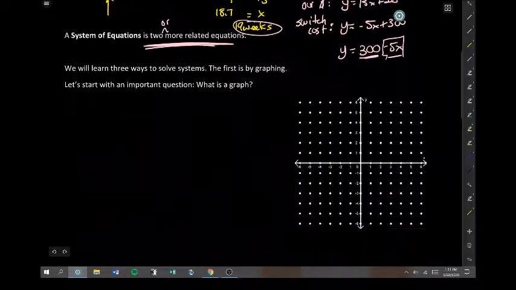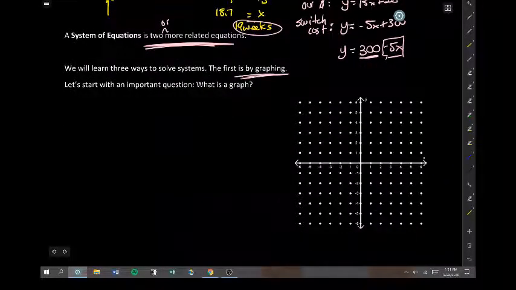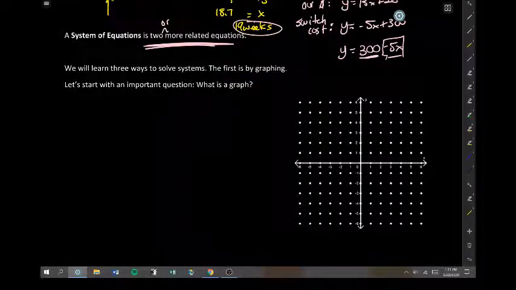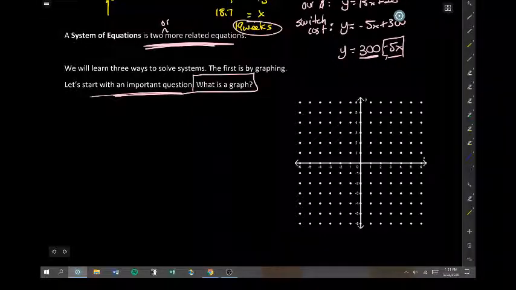So the first thing we're going to learn is how to solve by graphing. Eventually, we'll also learn to solve by what's called elimination and by substitution. So there are 3 ways to solve. We're going to start by graphing. But before we get too into this, let's ask the question. Here's an important question, and I ask this question in a lot of my math classes. What is a graph? Will you pause and think about that for a second?